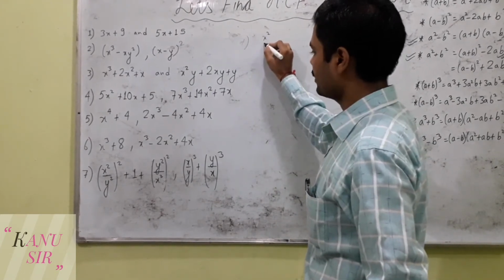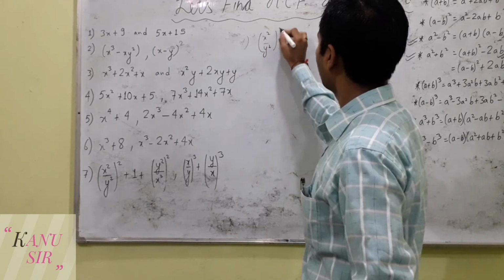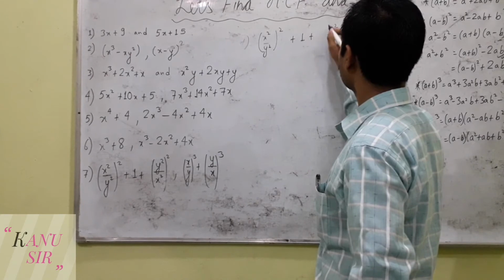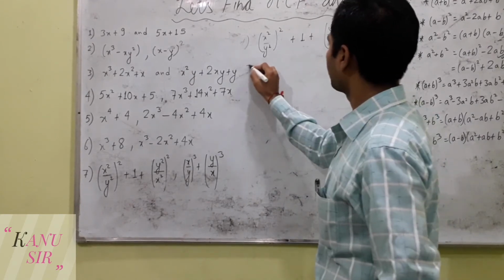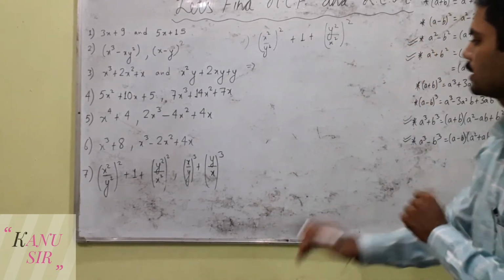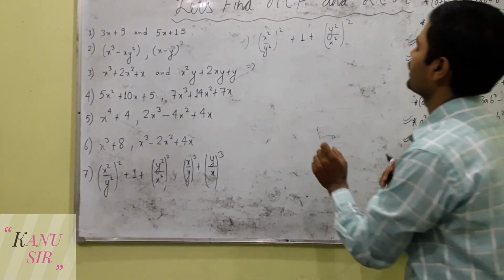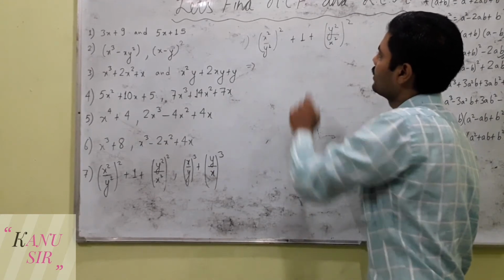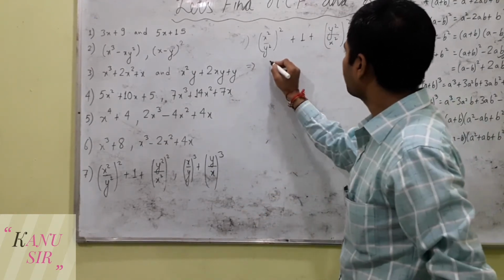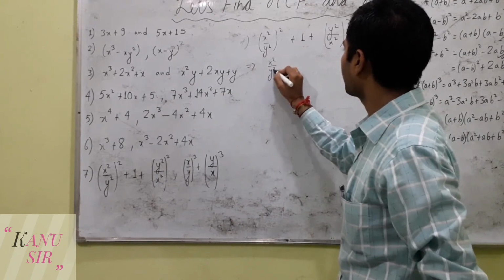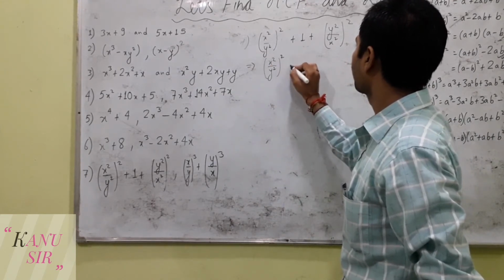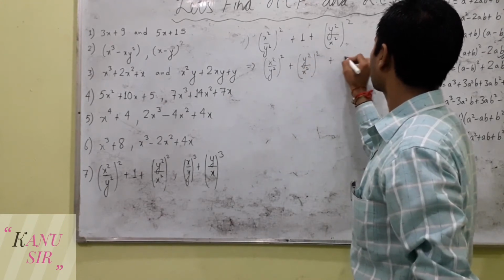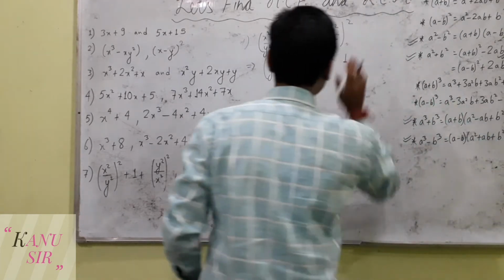First expression: (x square y square) whole square plus 1 plus (y square x square) whole square. I am directly solving the first expression first. What we can understand here is that it is in a square form, and here it is in a square form. We got 1 in the middle, so let us keep that in a corner. 1 has nothing to do here.